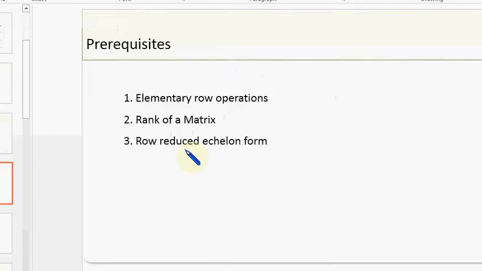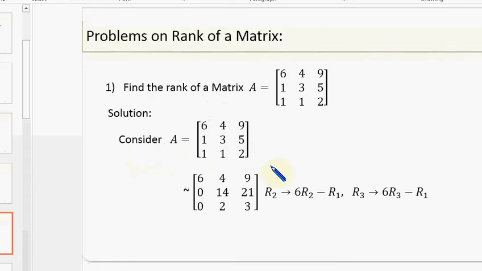The prerequisites: the first is elementary row operations, the second one is rank of a matrix, and the third one is row reduced echelon form. The first problem is on the rank of a matrix. Find the rank of the matrix, which is 3 cross 3.